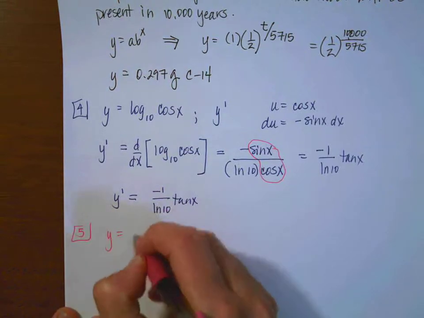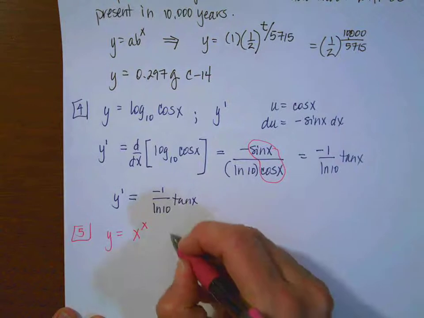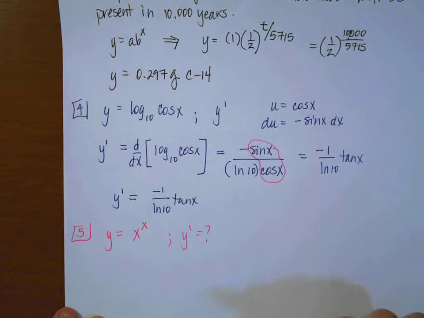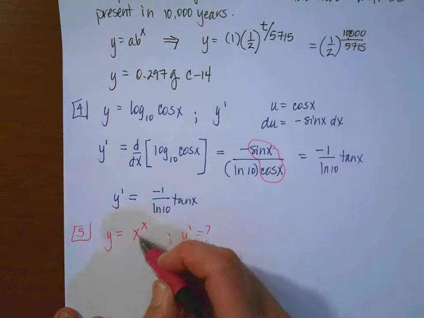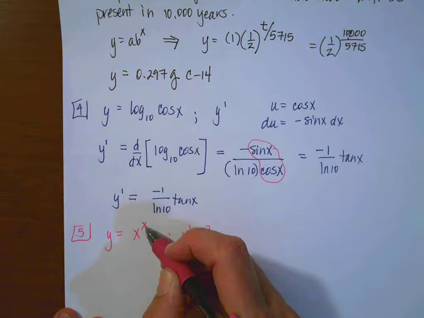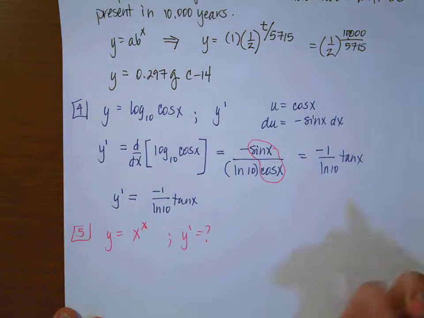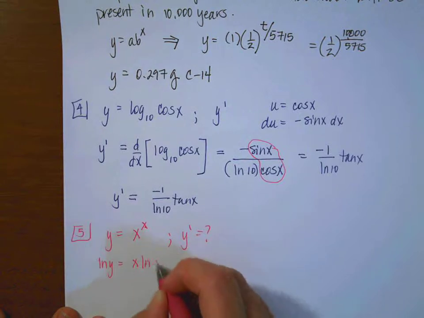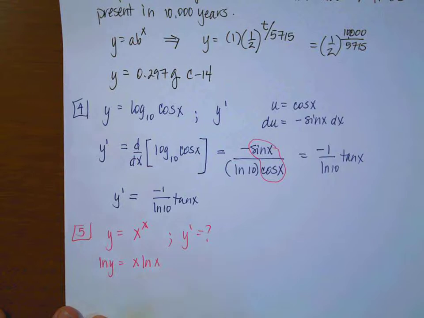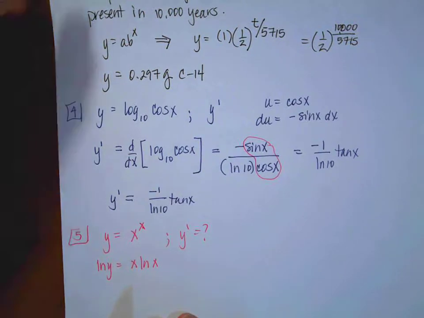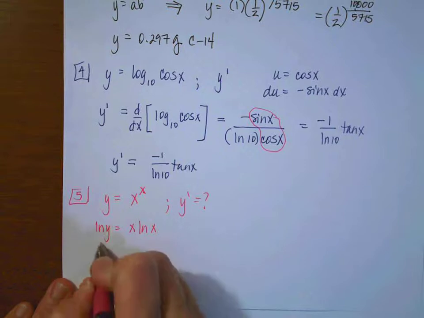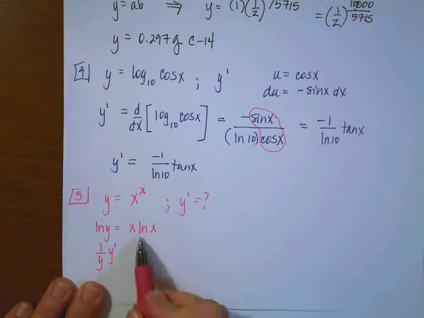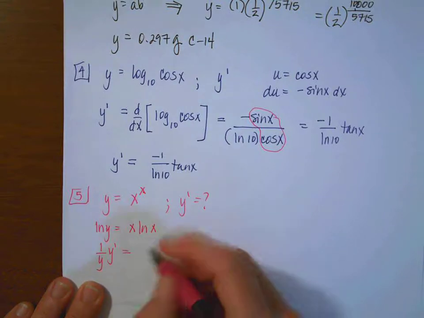Okay, the next example, your fifth example, I'm going to have y is equal to x raised to the x, and again, I want to find y prime. Okay, so that's what we're looking for. Well, to manage an exponent, it's easier if I just take the log of both sides. So I would write the natural log of y is equal to x natural log x. Well, now I can take the derivative of both sides. So on the left-hand side, my derivative is 1 over y times y prime.